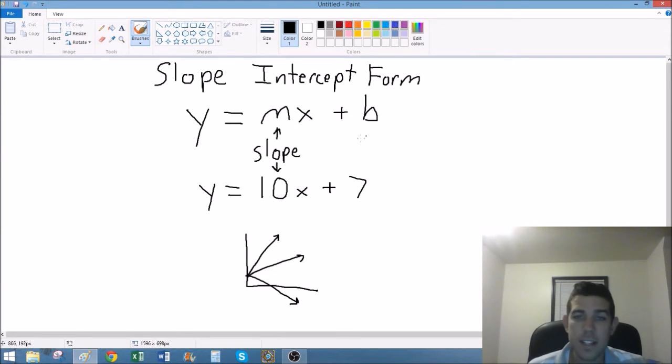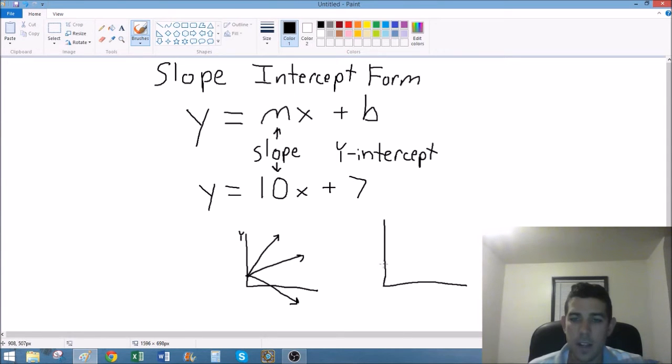So our slope decides what direction the line moves in. Now the b, the second number, the part that we're adding to our equation, is the y-intercept. And the y-intercept is kind of like our starting point. It tells us where the line starts on the y-axis. We call it the y-intercept because it wants to know where we're starting at the y-axis.